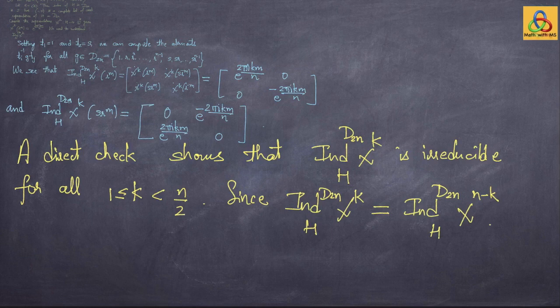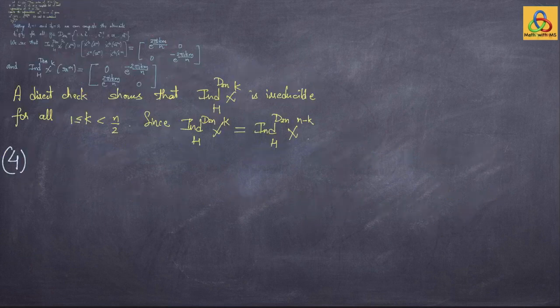What I am trying to say in this example is that you can obtain a complete list of inequivalent irreducible representations of the dihedral group by induction of representations of its subgroup generated by R. Let's see one more example, last example, the quaternion groups.